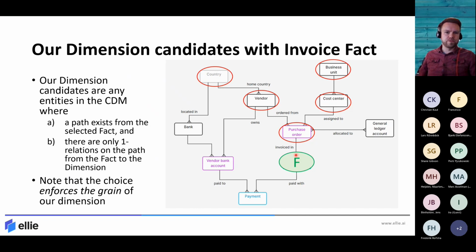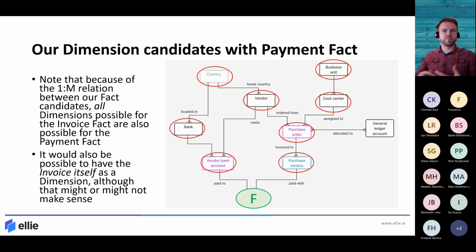But we cannot use the bank directly, or we should not use the bank directly as a dimension for the invoice, because it is fairly possible that payments for that invoice are made in different bank accounts, which are actually in different banks. So you would get multiple banks per invoice. And we choose our dimensions again by pointing at this graph. So here's a bunch of candidates here. If we choose the fact to be the payment, we can see that there are many more options here.